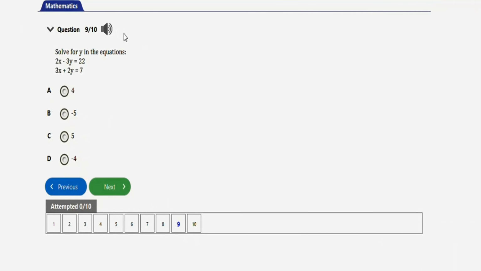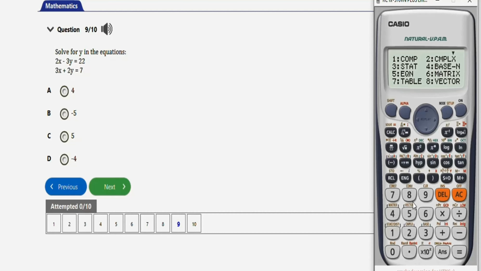It says solve for y in the equation. So let's bring out the calculator. This is very simple. Go to mode, option 5, then 1. So for the first equation, it will be 2, minus 3, and the constant is 22. Then the second equation, we have 3, plus 2, and 7 as the constant there. So that's it, guys. Let's press equal to get the value of y. So when x is 5 and y is negative 4, the right option is option D.